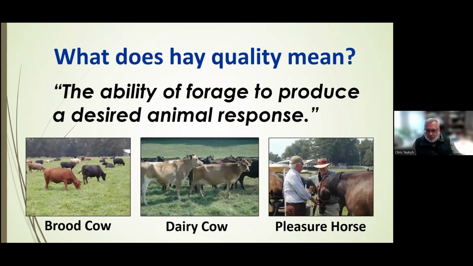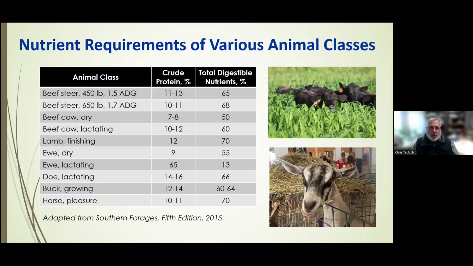So what hay quality is for a brood cow is going to be different than what it is for a dairy cow or even for a pleasure horse. So understanding what the requirements of each one of these different animal classes are is really important in determining what hay quality means to you on your farm. I'm not going to go through all these numbers, but this is just showing you the variation in what the animal requirements are for different classes of animals.